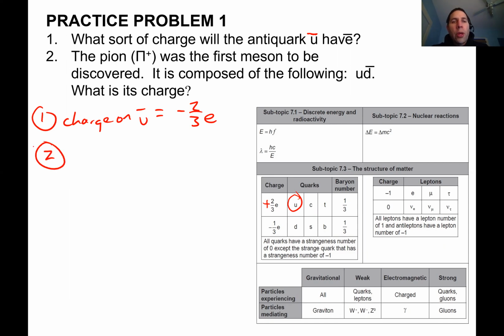Second question. The pion was the first meson to be discovered. It is composed of the following: u d bar. What is its charge? Well, let's go through it. The charge on u, a regular quark, is positive 2/3 e. A down would have -1/3 e, but an anti-down would be the opposite of that. So this would be plus 2/3 e plus a positive 1/3 e, which is a positive 1 e, which means that the meson has a charge of +1 e.